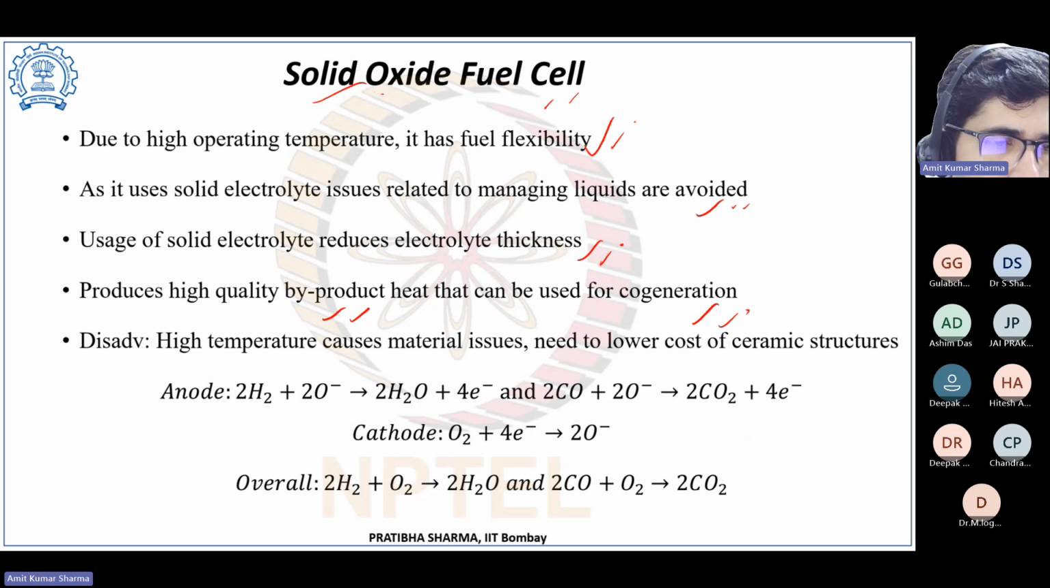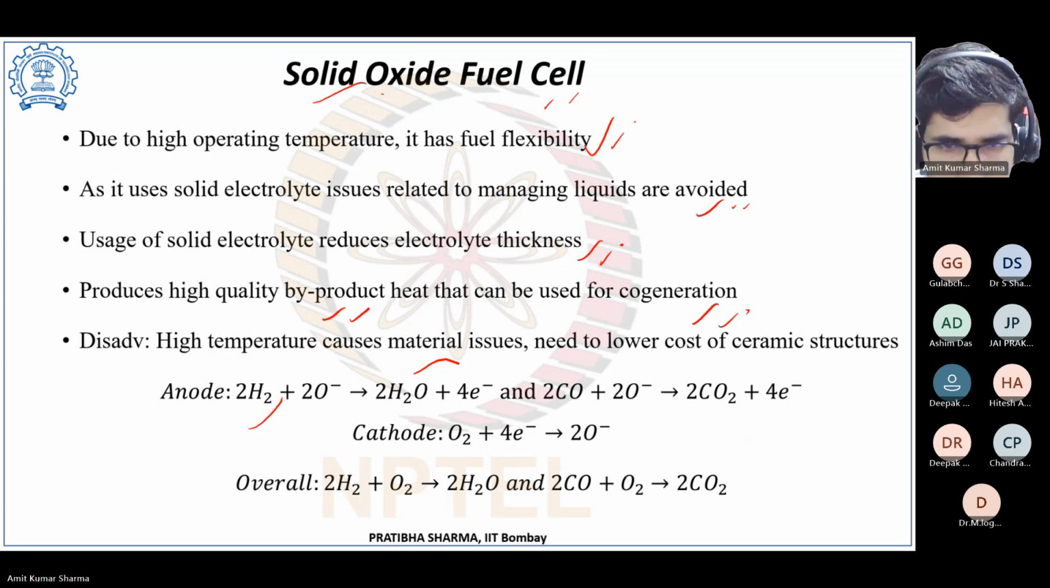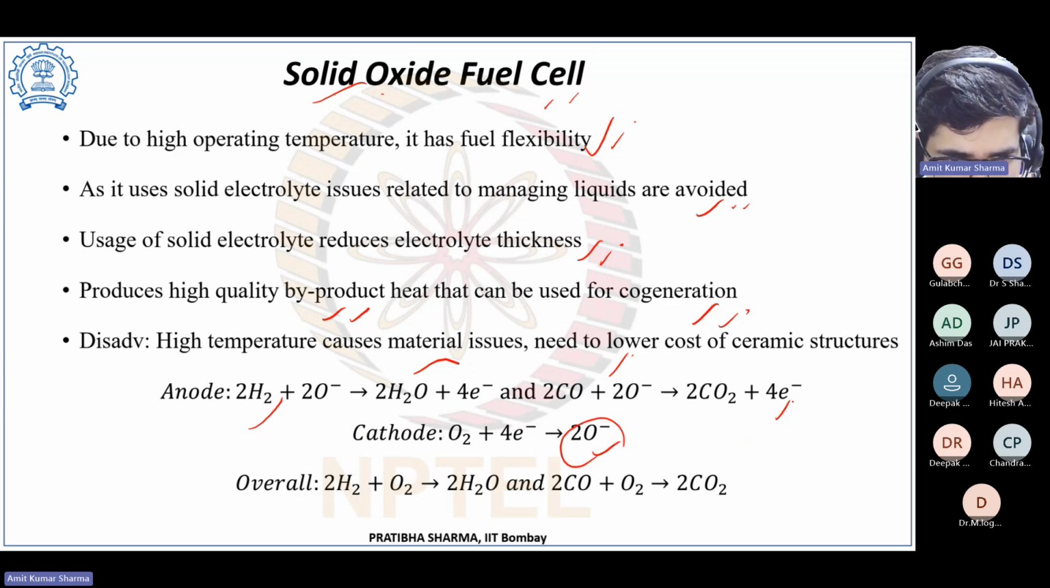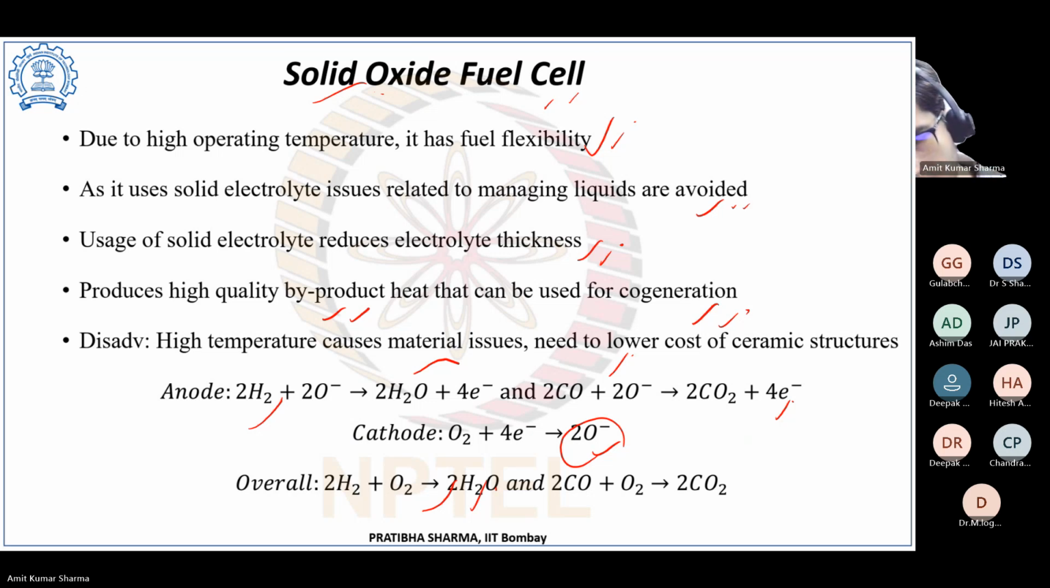So the reaction is 2H2 plus 2O2- gives 2H2O plus 4 electrons, and also here CO can be used: CO plus O2- gives CO2 plus 2 electrons, and cathode: O2 plus 4 electrons gives 2O2-. Overall reaction is this. So what is the difference here as compared to other fuel cells? Oxide ions are transported, oxide ions are involved.